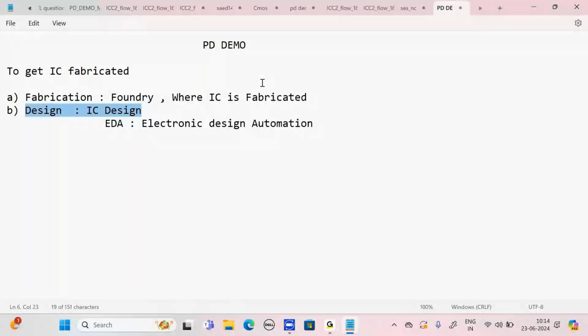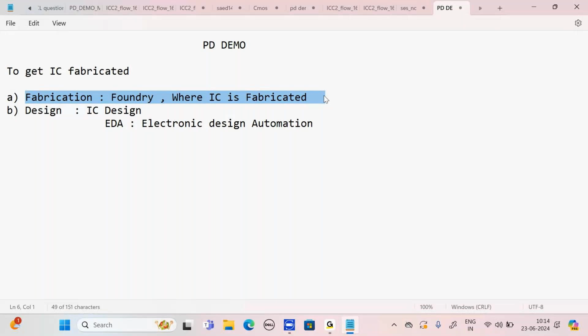So we are working on cell based design. Our IC gets fabricated in what? Foundry. But FPGA is already an IC. It is given to you. You just have to program that. You have to create the bit file and dump it on the FPGA. That's it. The FPGA, already an IC, is given to you.